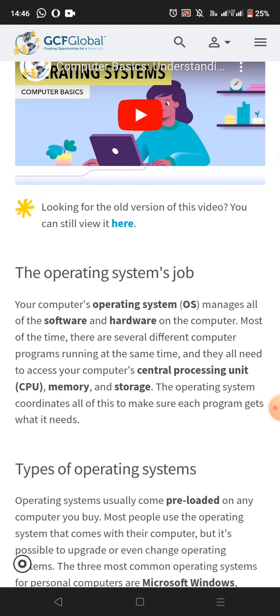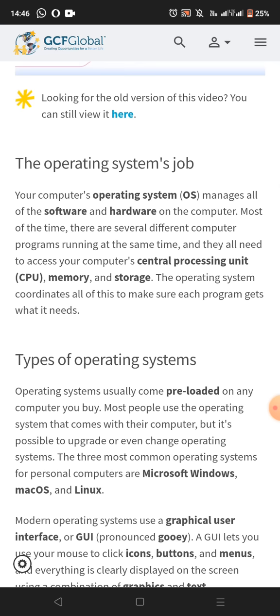The operating system's job. Your computer's operating system (OS) manages all of the software and hardware on the computer. Most of the time, there are several different computer programs running at the same time, and they all need to access your computer's central processing unit (CPU), memory, and storage. The operating system coordinates all of this to make sure each program gets what it needs.